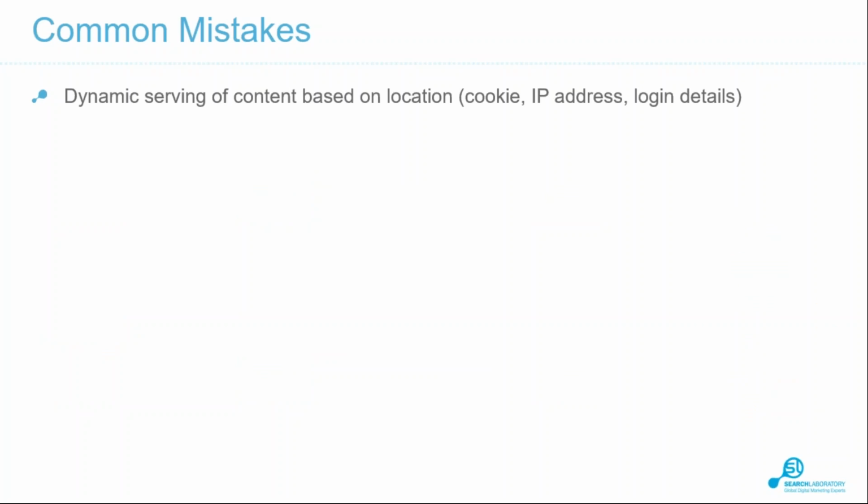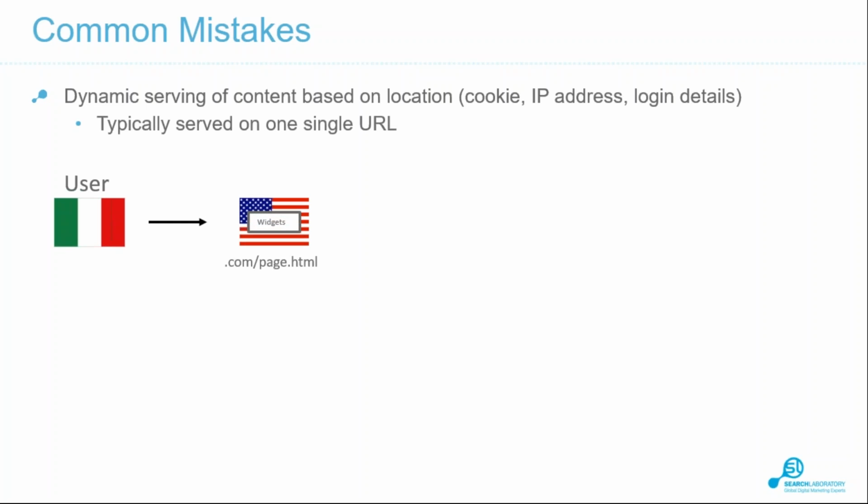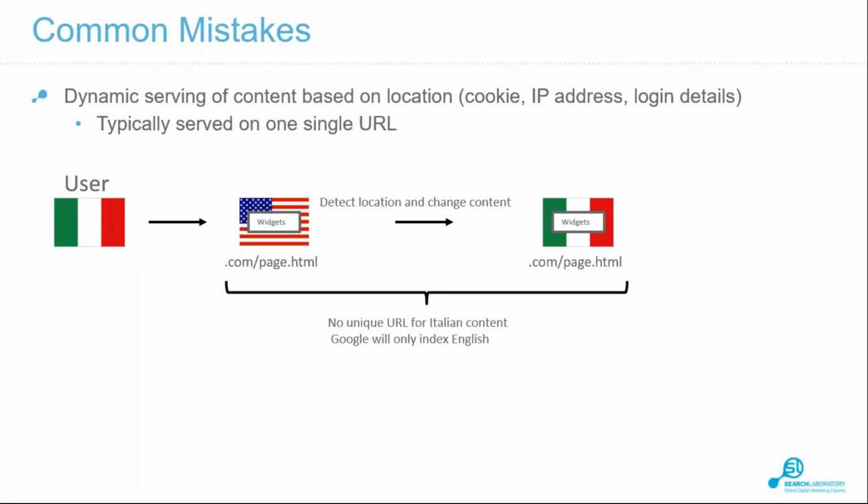Another error that we've seen more commonly in the past, less so nowadays, but does get used now and again, is dynamic serving of content based on a location. So again, detecting a cookie, IP address, login details, and changing the content based on that information. The problem here is it's typically served under one single URL. So if we have our Italian user attempting to access our American page, it changes the content based on the location that's been detected and changes it into Italian. Again, great from a usability point of view. However, you'll notice that it's only on one single URL, so there isn't a unique URL for the Italian content.